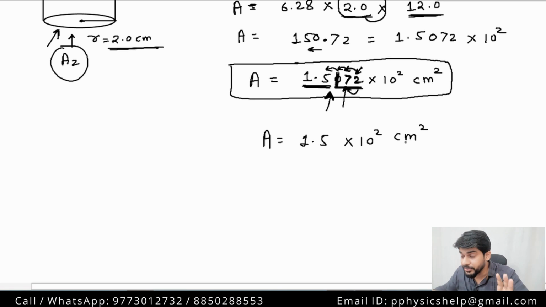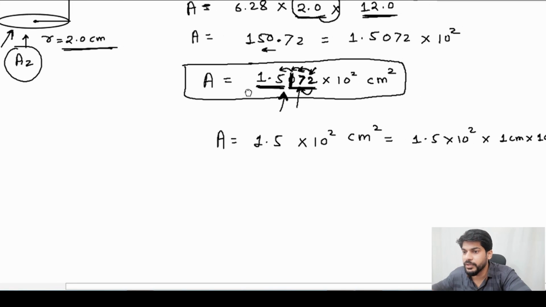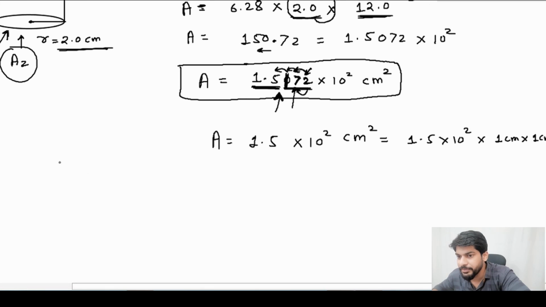Centimeters squared. Now what we want is the answer in mm, right? We want the answer in mm. So what we will do is we will convert this into mm. See here, 1.5 into 10 raised to 2 into centimeter square, right? So it's a 1 centimeter into 1 centimeter. That's it. Now we know one thing, 1 centimeter is equal to how much? 10 mm, isn't it? And here also same thing here and same thing here.